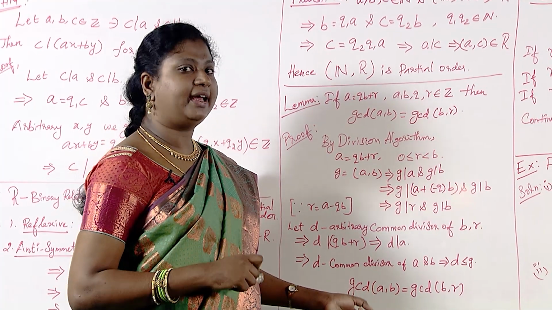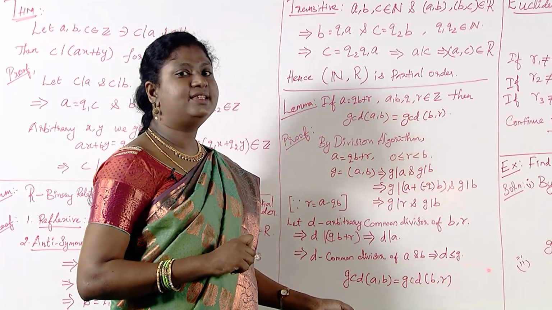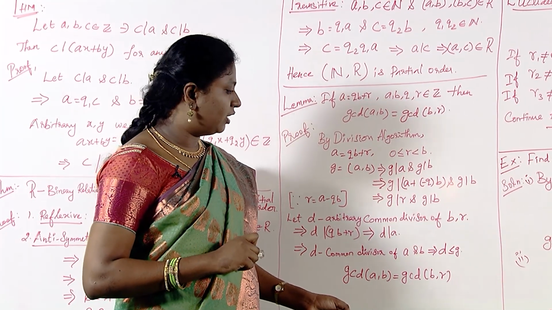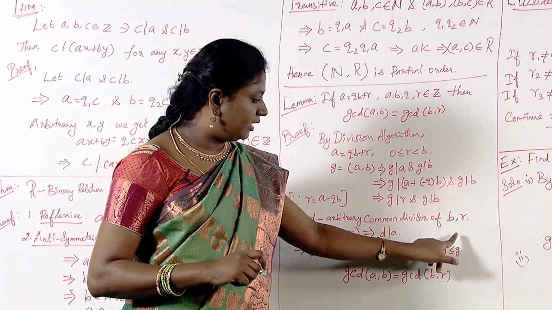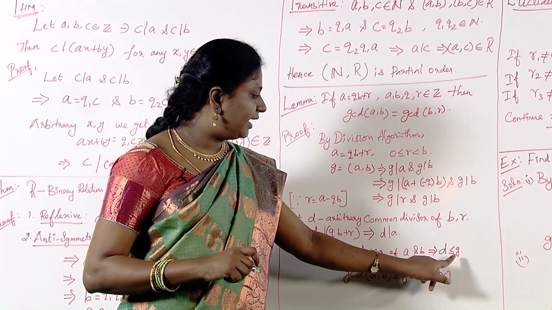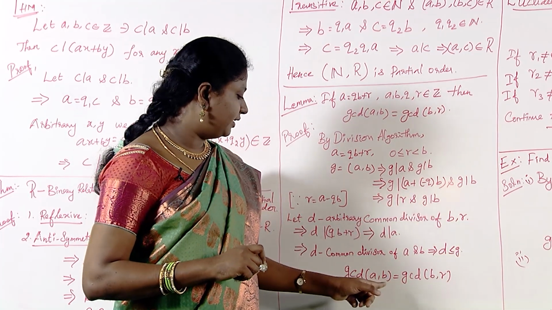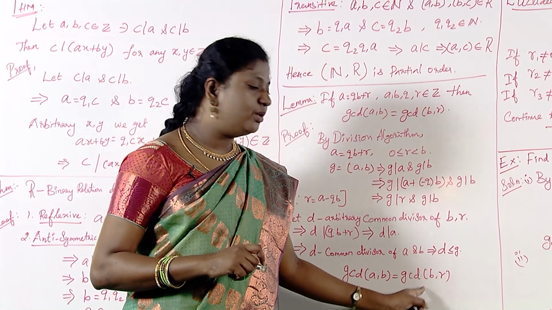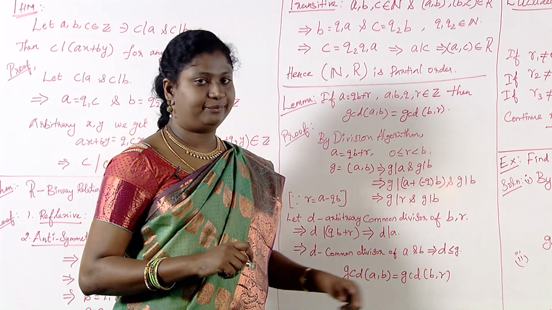Okay, now what about G? G is the GCD of A and B. Since G is the GCD of A and B, this D should be less than or equal to G according to the definition of the GCD of A and B. Now, D is an arbitrary common divisor of B and R, and D is less than or equal to G. What does this imply? This implies that the same G is also the greatest common divisor of R and B. Therefore, GCD of A and B is the same as GCD of B and R, as you don't have any other common divisor that exceeds this G.